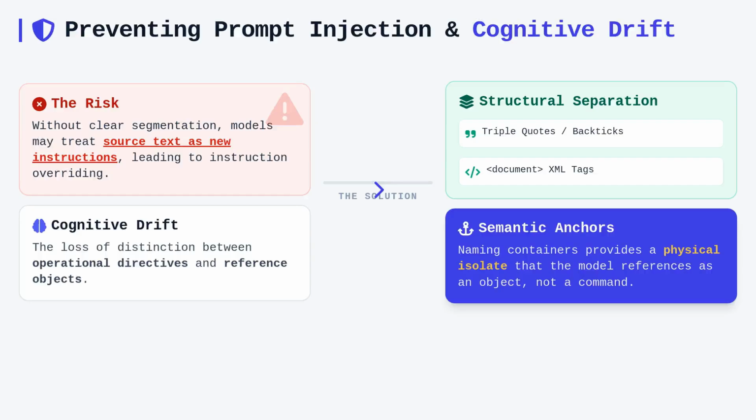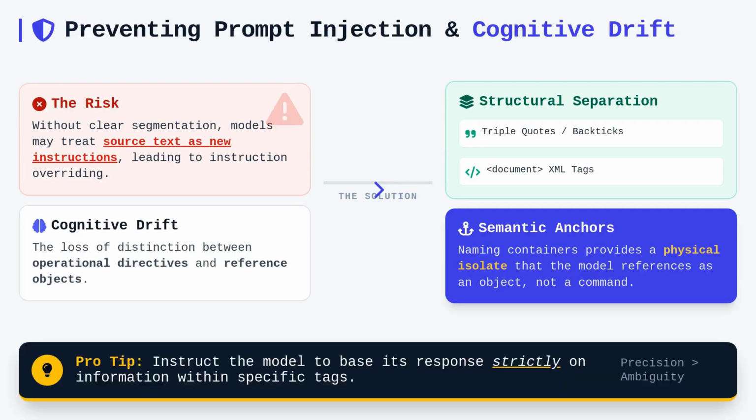If you're instructing an AI to summarize a long document, you might place the content within document tags and then instruct the model to base its response strictly on the information contained inside those tags. By naming the container, you provide a semantic anchor that the model can reference during its processing phase. This structural separation is the first line of defense against cognitive drift, ensuring that the model understands the external data is a reference object rather than part of the prompt's logical command structure.